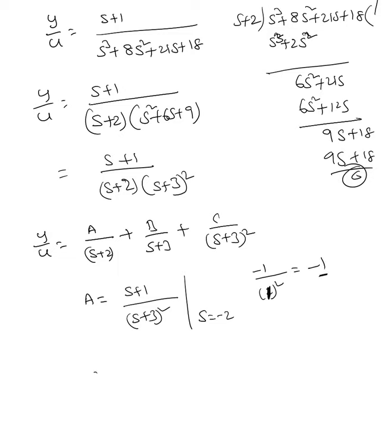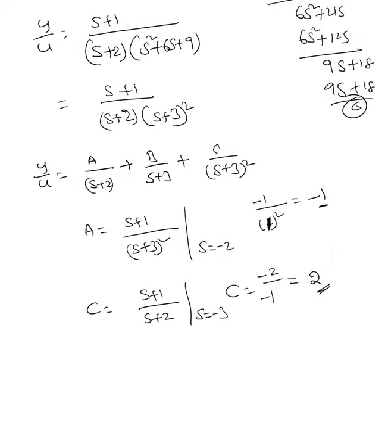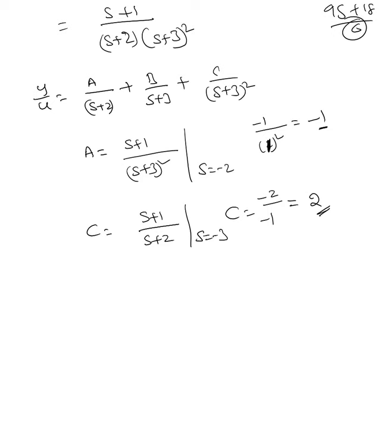Okay, same way I can find the c value by using substitution method. So s plus 1 over s plus 2, substitute s equal to -3. So if I substitute s equal to -3, -2 over -1, so c equal to 2. Now finding b is a little difficult.